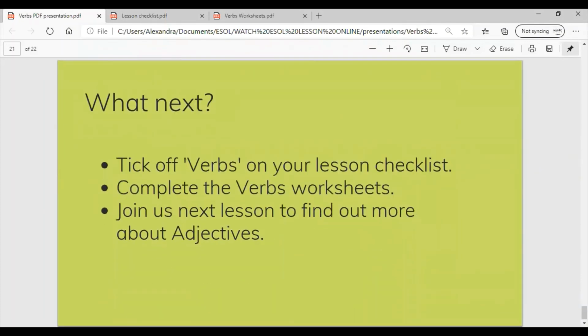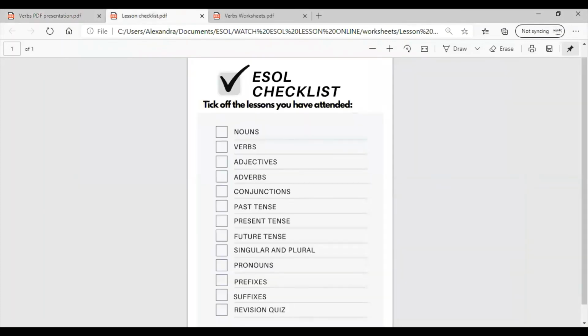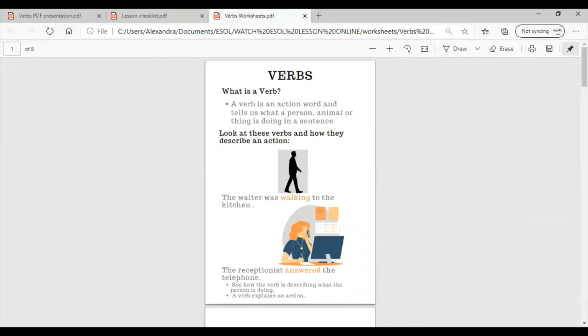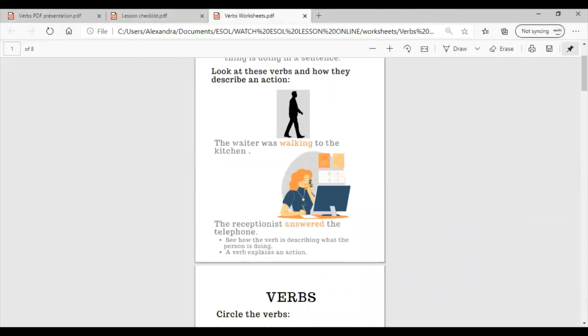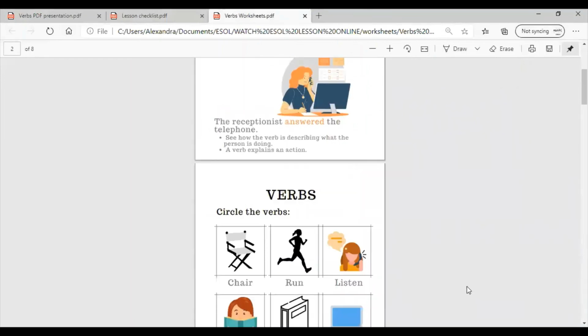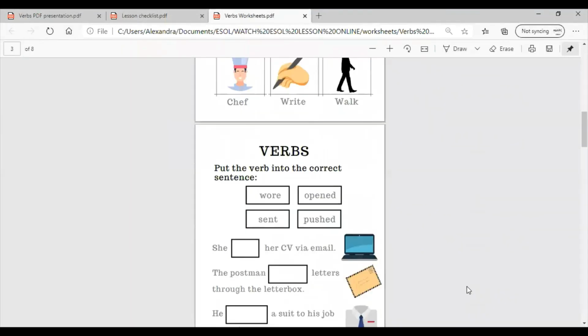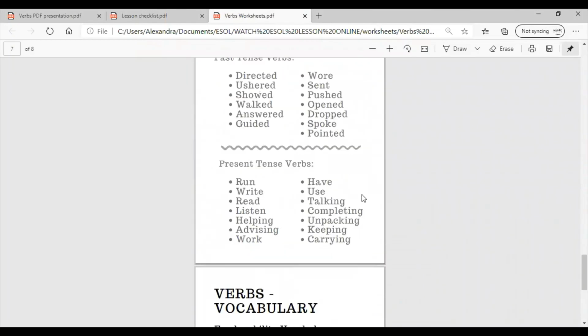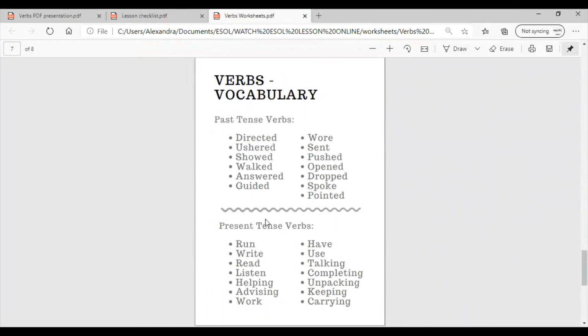Okay, so for this week you'll be able to go to your lesson checklist and tick off that you have been to today's lessons of verbs and nouns, and we also have sent you verb worksheets in the email, and you'll soon be getting them in a booklet if you're on the Accelerate project, like I said earlier. We look over these quick examples again of verbs in a sentence, as well as some quick exercises to work through at home, and some key vocabulary. So you can see different types of verbs in the past tense and the present tense.